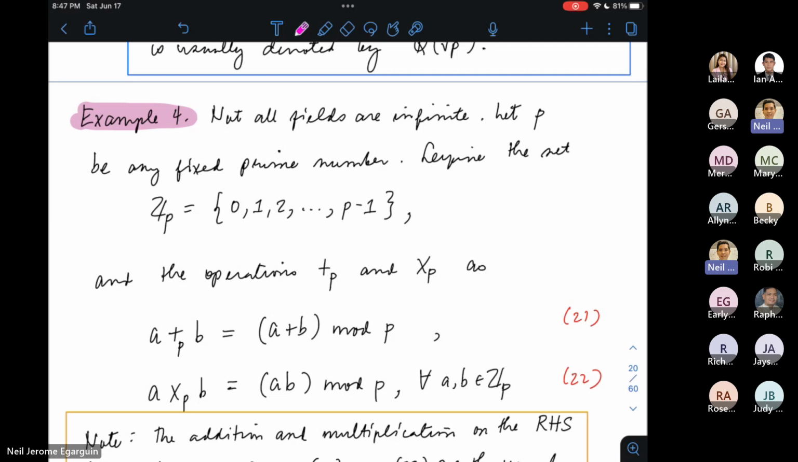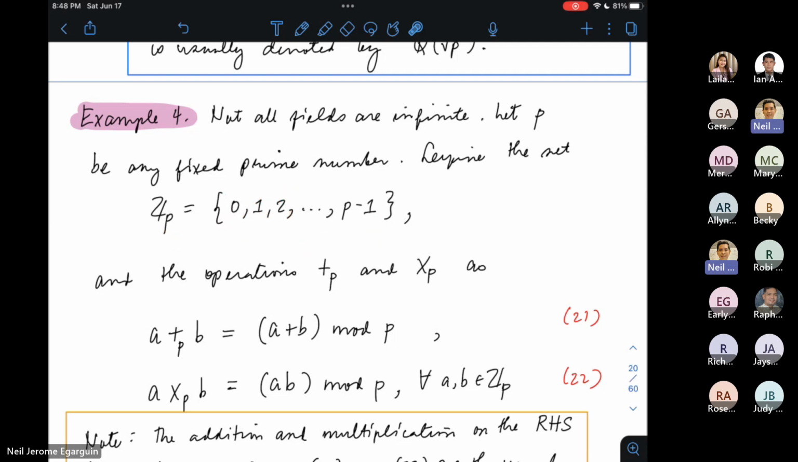Pero not all fields are infinite. Katulad ng mga complex numbers, real numbers, rational numbers. Meron din mga fields na finite lang yung members. Nakita na natin kanina si Z2, right? So, yung mga C sub P, where P is a prime number, ay field din, right? So, ano si C sub P? Ito yung tanong kanina ni Rose. Ang C sub P ay nag-start kay 0 hanggang makabuo ka ng P members. So, 0, 1, 2, hanggang kay P minus 1, where P is prime.